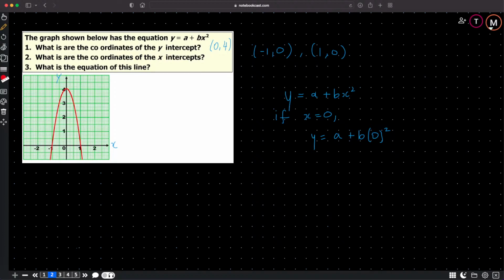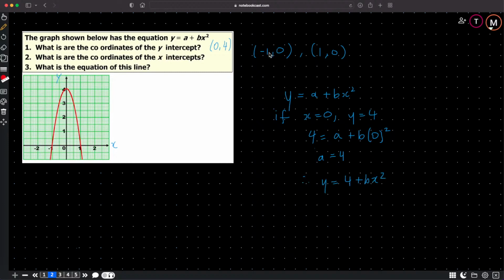And I also need to plug in the 4 for y. So if x equals 0, we know y equals 4 from the y-intercept. So we're going to get 4 equals a plus b times 0 squared. That means a equals 4. So now we have a, so we can say, therefore, y equals 4 plus bx squared.